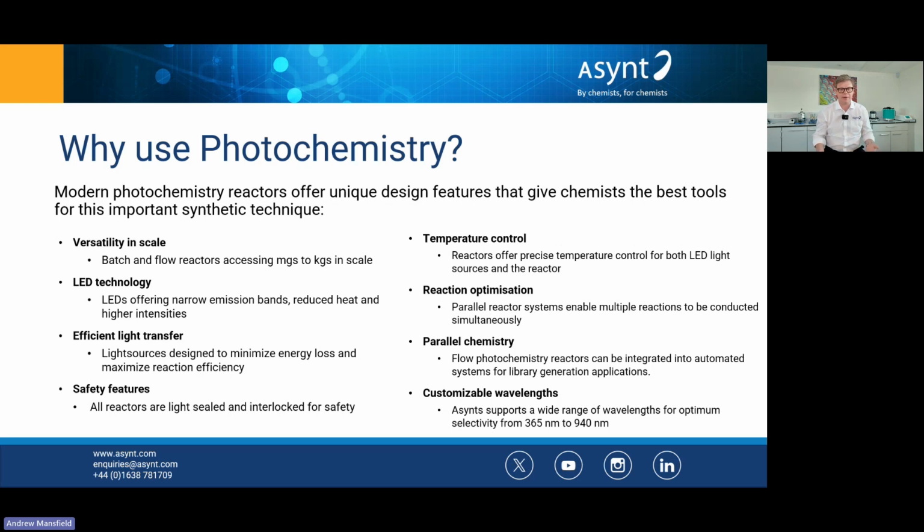We can use parallel reactors for an optimization approach. We can use continuous photochemistry in an automated principle, where we can run a series of reactions to look at different substrates, different chemical space, for example, to make arrays of compounds. And because we're using LEDs, we can have customizable wavelengths. Most modern LEDs come in about 20 nanometer divisions. So we can be very selective, and we can choose the wavelength to match our photoredox catalyst, for example.